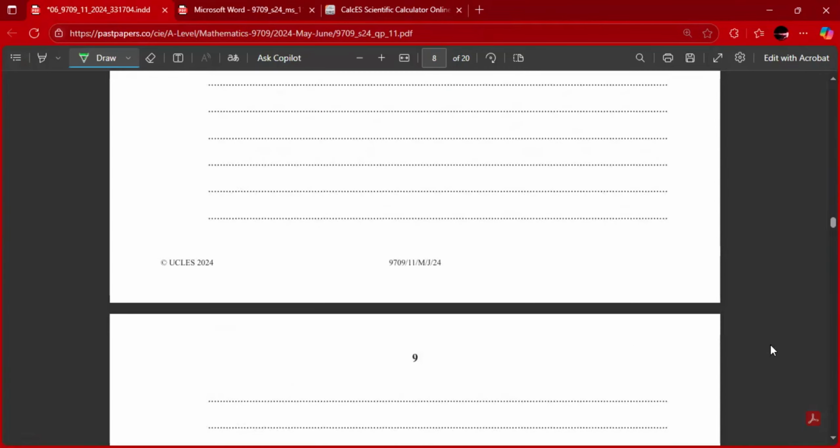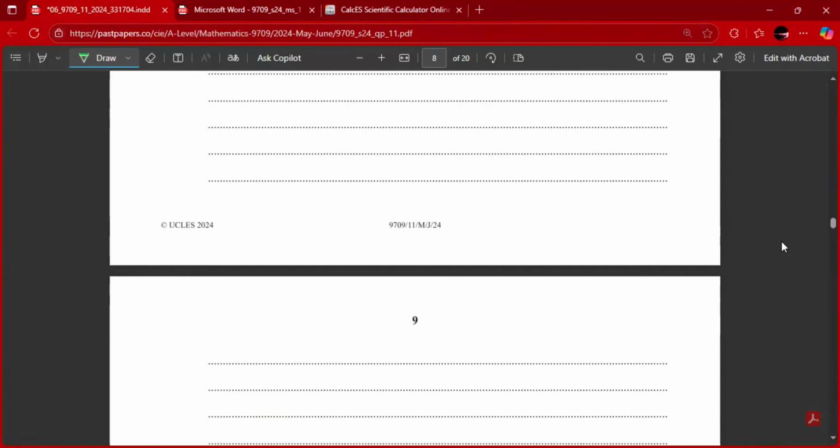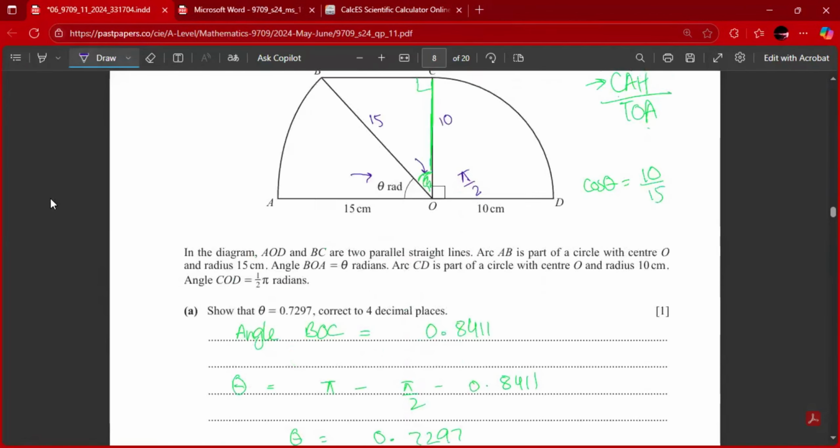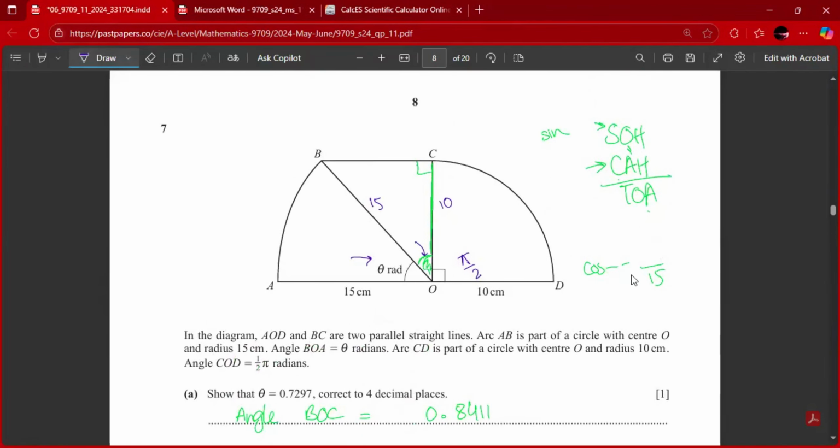Moving forward. Find the perimeter and the area. 7 marks question. How much space do I have? Okay, I have a lot of space. Let's find the perimeter first. Perimeter. Now, when these questions come, guys, you need to know what things you need to find the perimeter. Let me raise the axis.